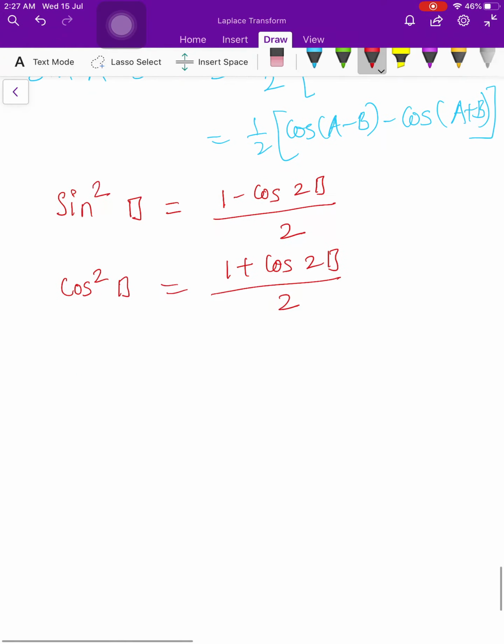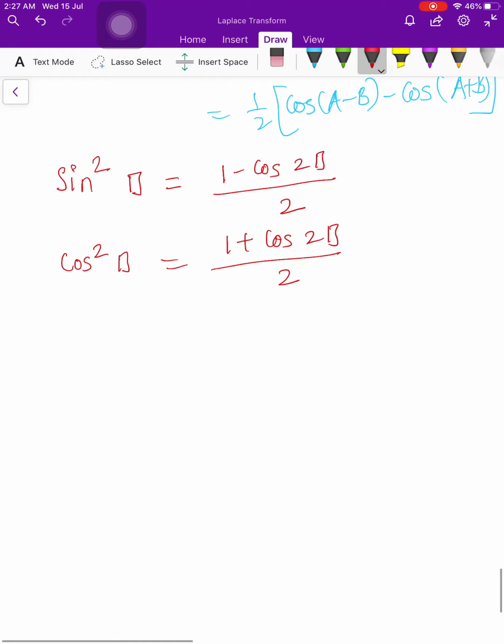I will quickly give you one simple example of how to find a Laplace transform. Find the Laplace transform of cos t cos 2t. This is a simple example I am taking.